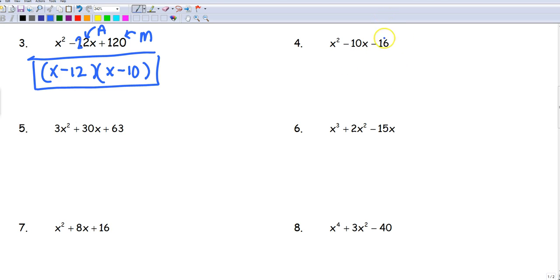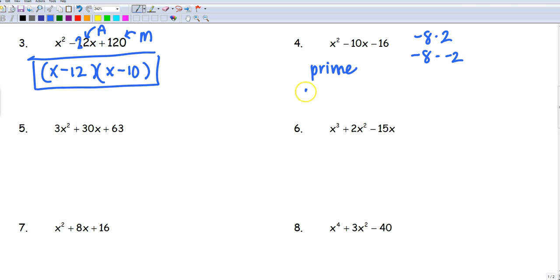All right, let's try this one. This would be multiplying to negative 16 and adding to negative 10. And if you do negative 8 and 2, that multiplies to negative 16, but it doesn't add to negative 10. So if you do negative 8 and negative 2, that gives you negative 10, but that would give you a positive 16. This is what we call prime.